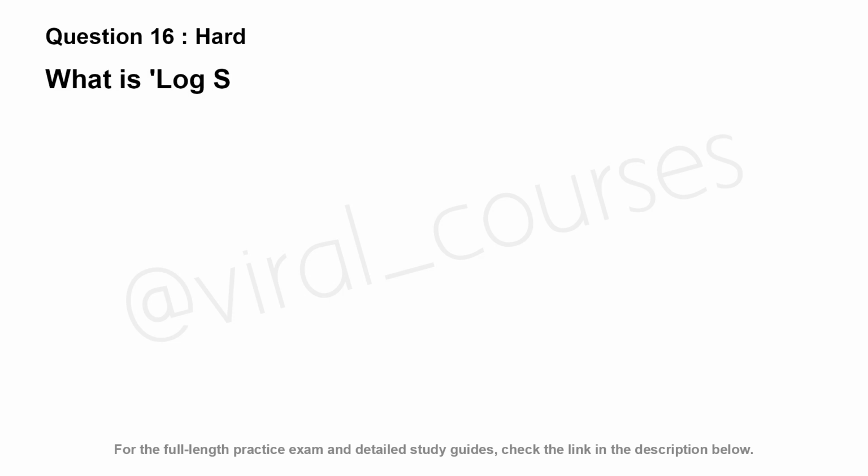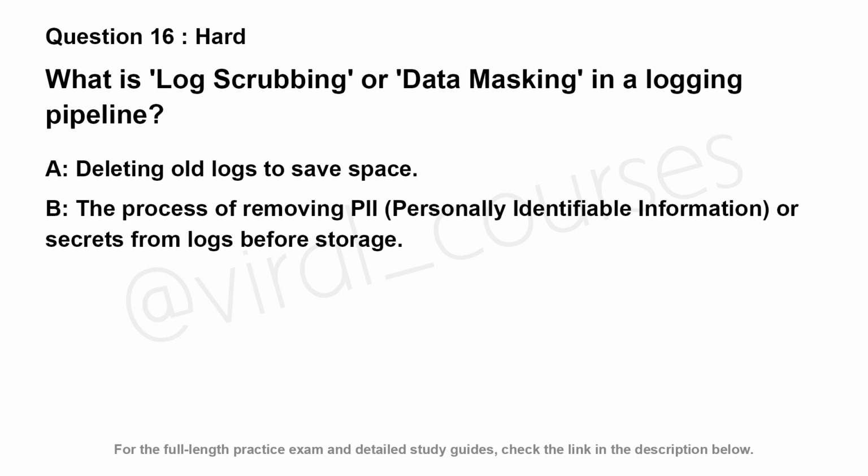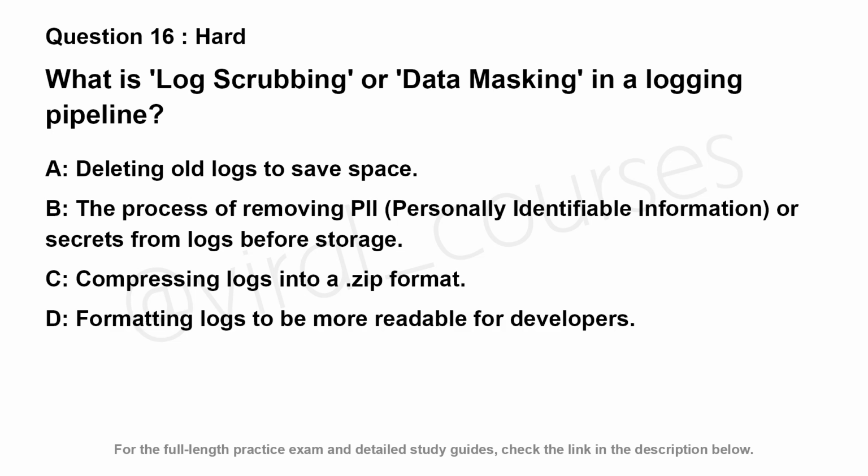What is log scrubbing, or data masking, in a logging pipeline? Option A. Deleting old logs to save space. Option B. The process of removing PII, personally identifiable information, or secrets from logs before storage. Option C. Compressing logs into a .zip format. Option D. Formatting logs to be more readable for developers.